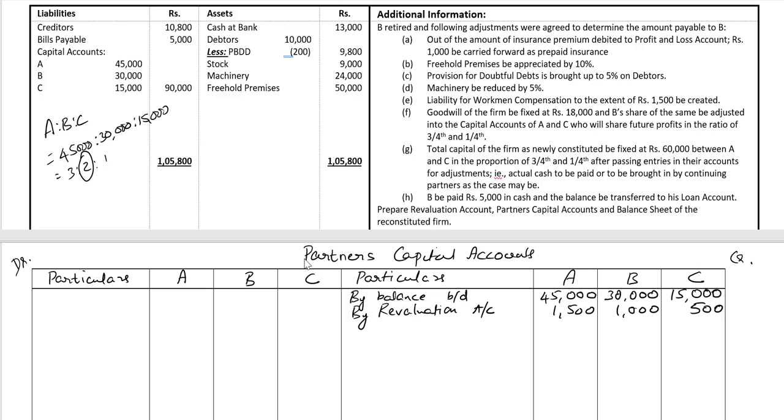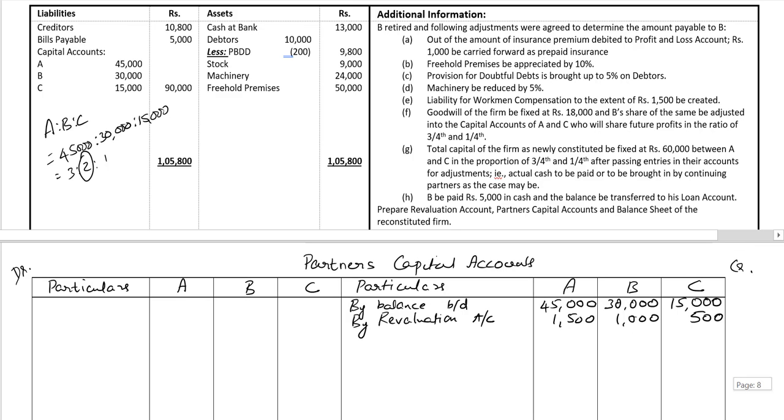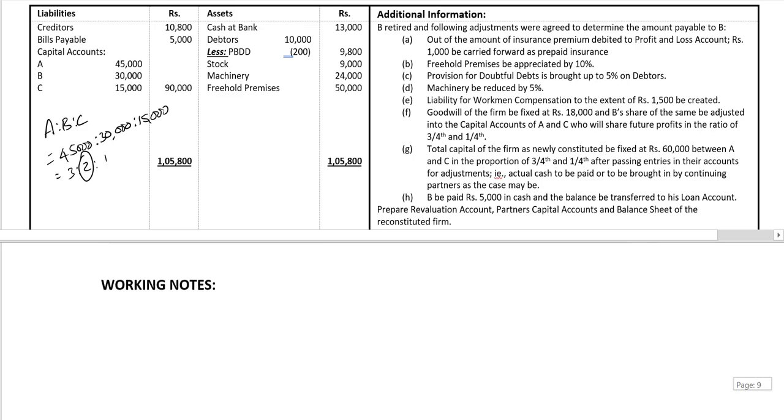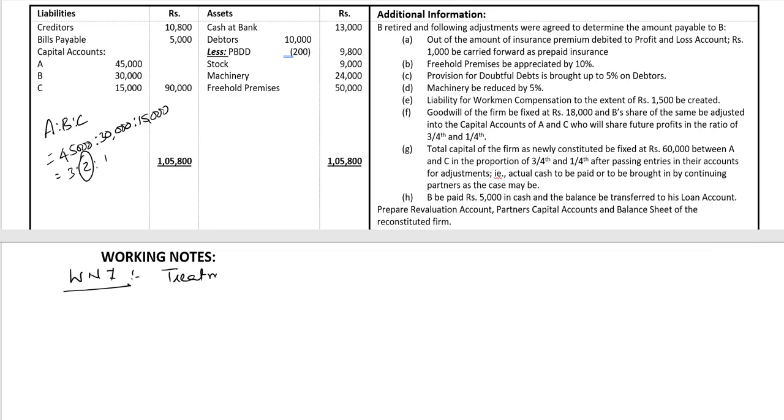There are no reserves on the liability side and no accumulated profits either. No accumulated losses or fictitious assets on the asset side. There's no existing goodwill also. Let's deal with point F. The fresh valuation of goodwill of the firm is 18,000. So we'll go ahead with working notes for treatment of goodwill. Working note 1, treatment of goodwill.